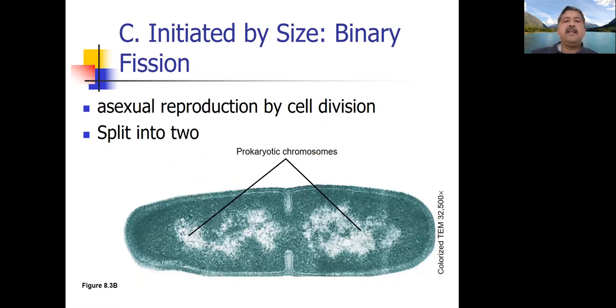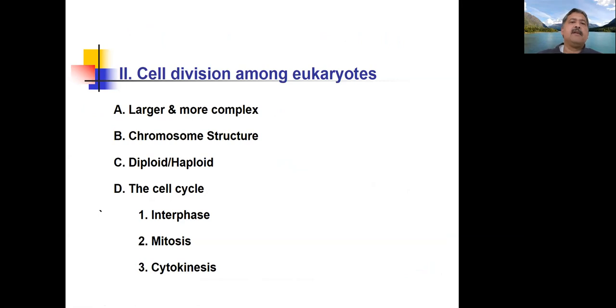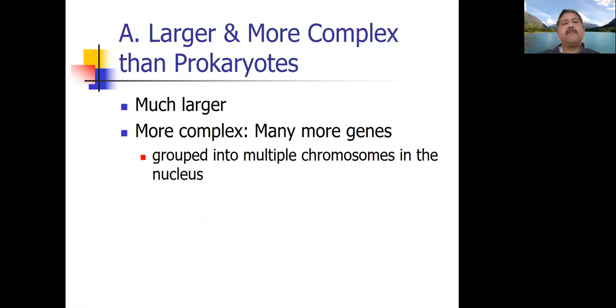In bacteria, it is size that is a key factor which tells the bacteria that it is time to split. When it splits into two, we call that binary fission. Binary means two. Fission means to split. This is a type of asexual reproduction. And asexual reproduction, remember, if something is A, it's without. So this is without sperm and egg. So it's asexual reproduction.